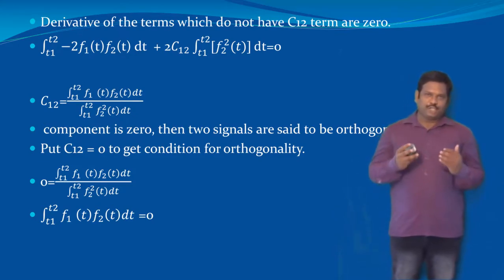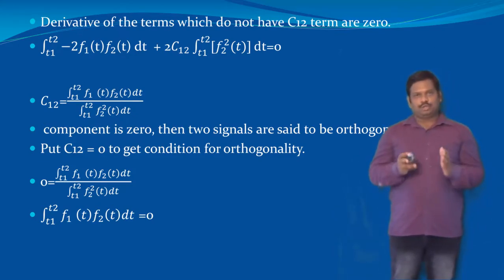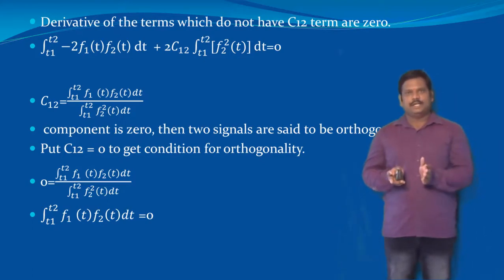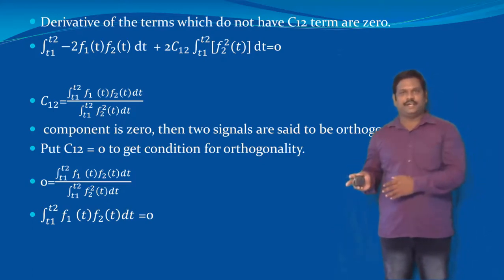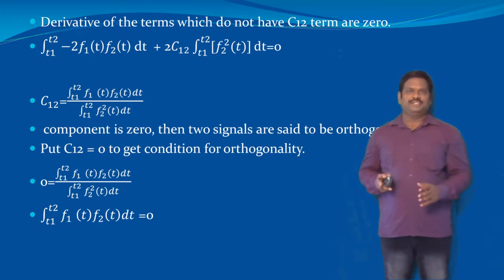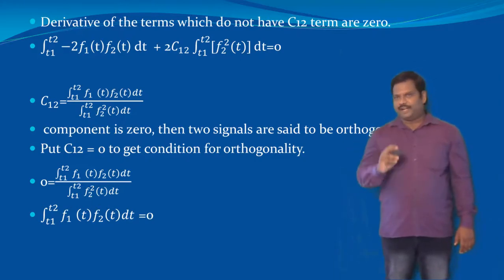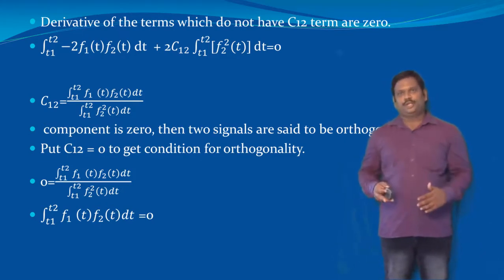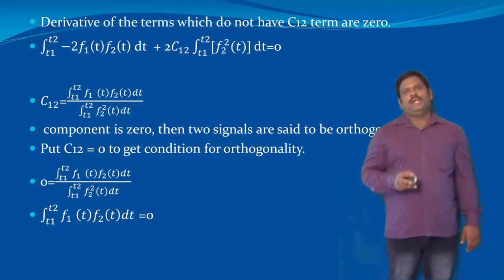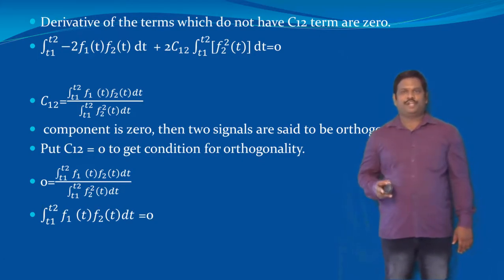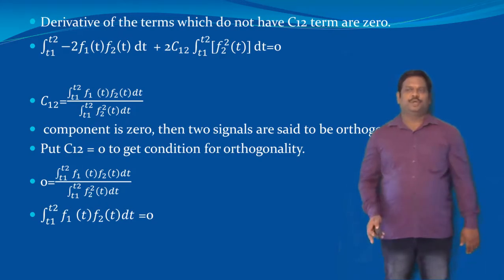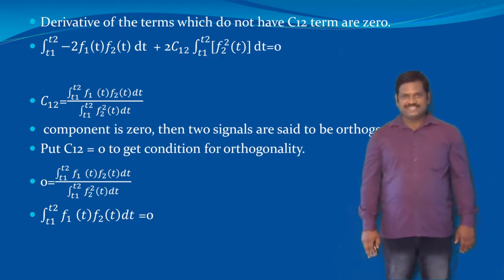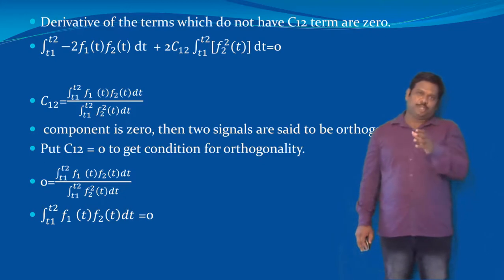Next, for checking orthogonality: if the phase angle between the two signals is 90 degrees, then the two signals are said to be orthogonal signals. For that, the component c12 is equal to 0. When we substitute c12 as 0 in the above final expression, the denominator term goes away, therefore the numerator term will be equal to 0. That is, the integral of t1 to t2 f1 of t f2 of t dt is equal to 0. This is the condition for the two functions to be orthogonal.